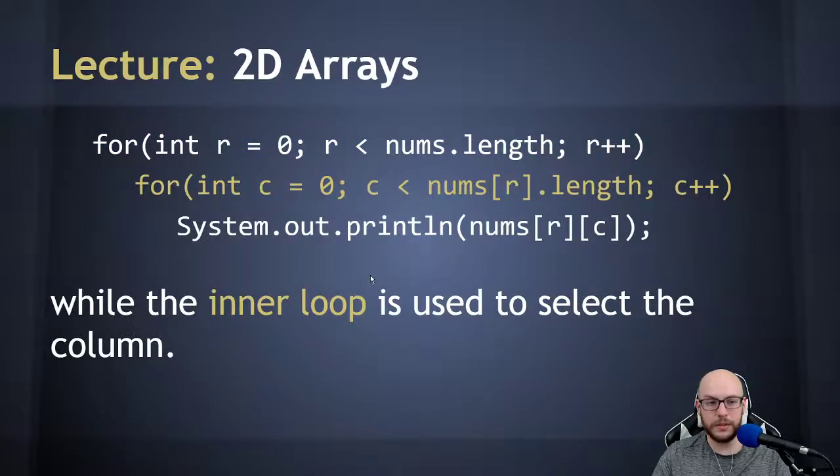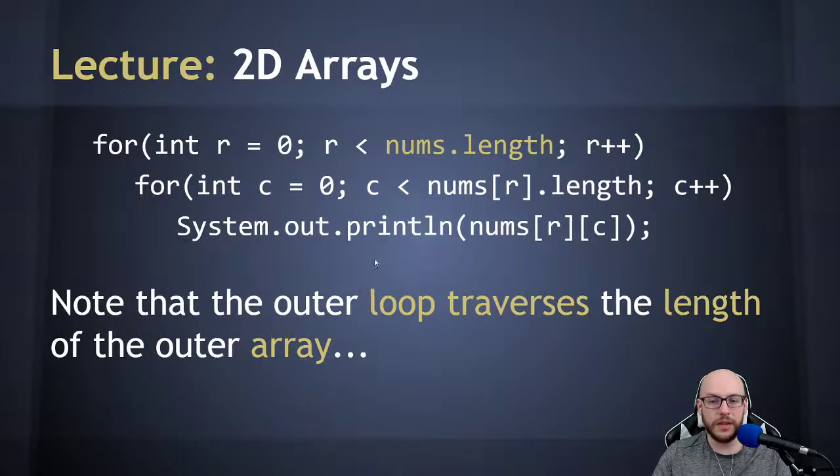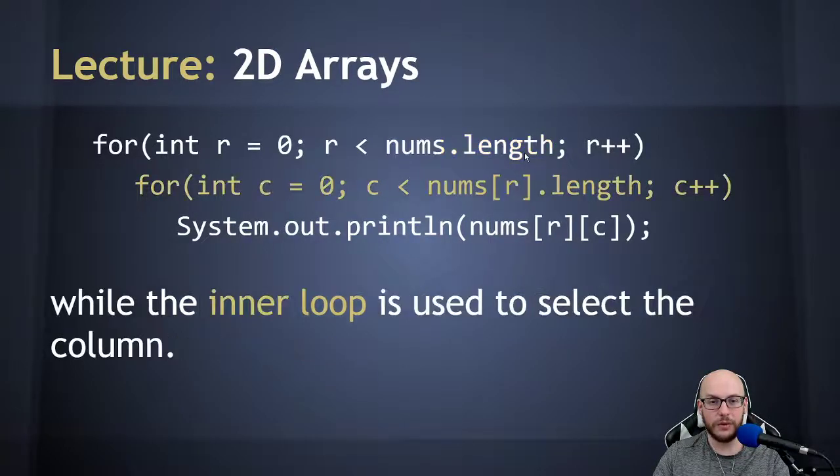Our inner loop is going to select the column. Keep in mind what row major order is. We're going to go through every column before moving on to the next row. And that is what we're doing here with our nested loops. Note that the outer loop traverses the length of the outer array. We're starting at index 0 and going through nums.length. That is the length of the outer array.